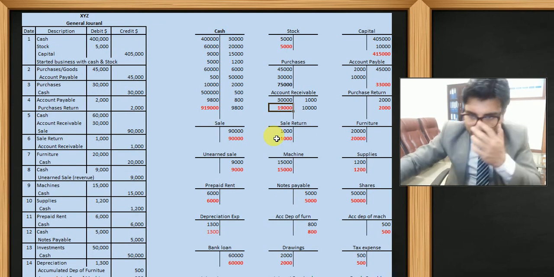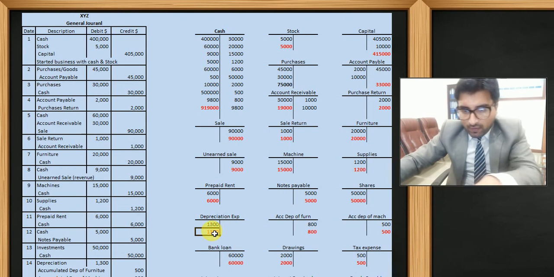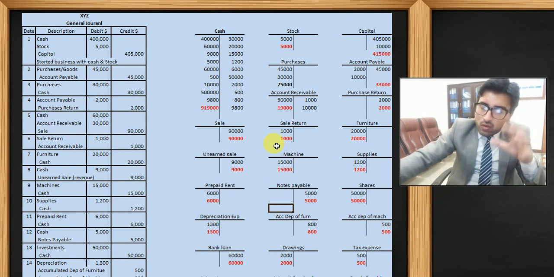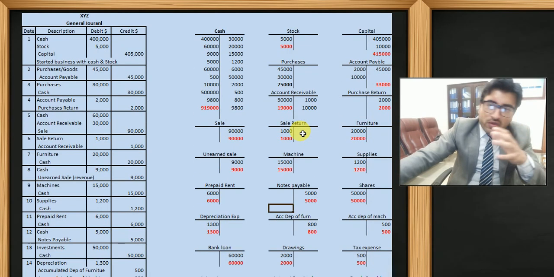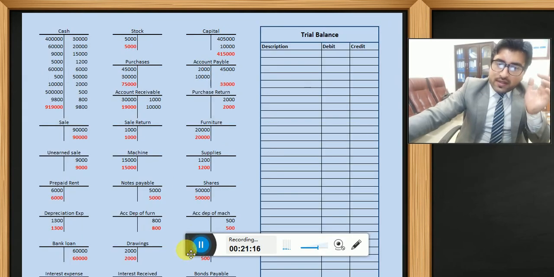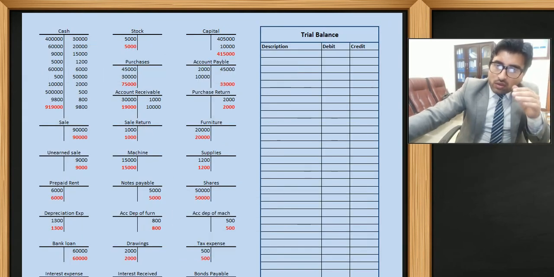Okay. Now, once you have balanced all T accounts, then you have to post them into the trial balance. So what is the trial balance? Let me explain it. Dear students, the trial balance is a tool which helps us to check the accuracy of our accounting records. For example, we have recorded the journal entries, and then we have created ledger accounts, and then posted all transactions into their respective ledger accounts.